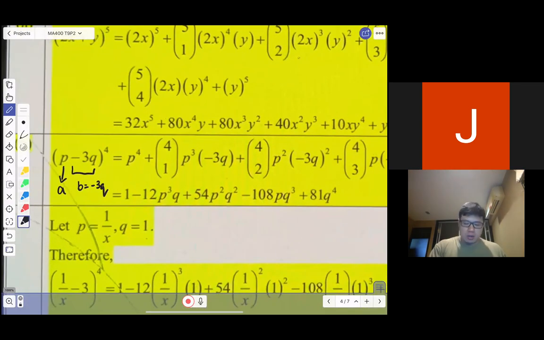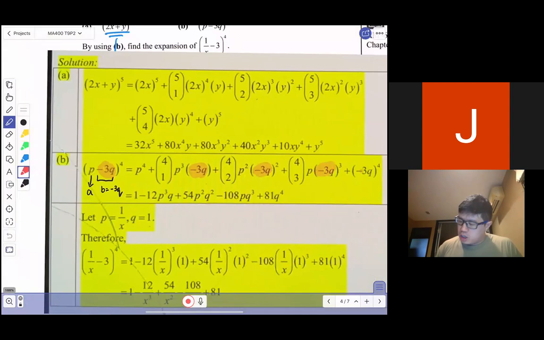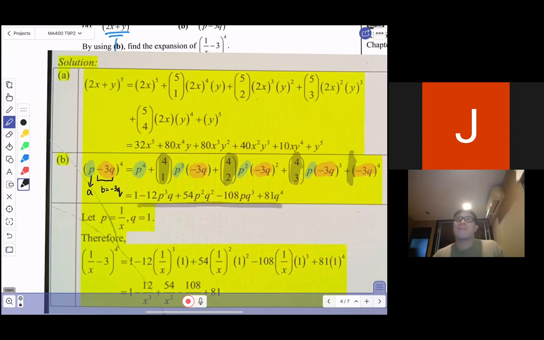So you can see that this is my B. Naturally, your B follows: this is your B, this is your B square, this is your B cube, this is your B power 4. This is your A, and this is A power 4, A power 3, A power 2, A power 1. I have my n choose r, n choose 1, n choose 2, n choose 3, n choose 4. Evaluate the numbers, and this is what you get.